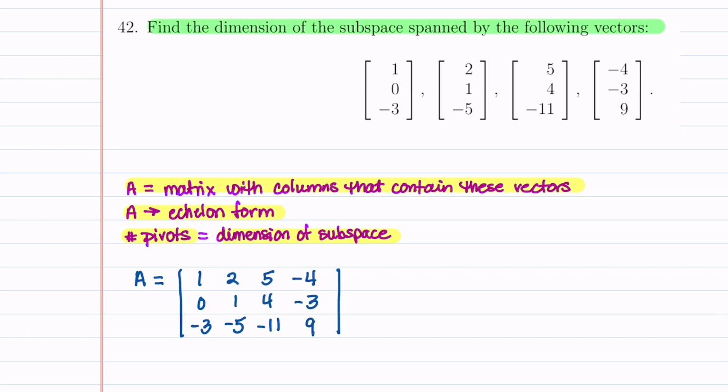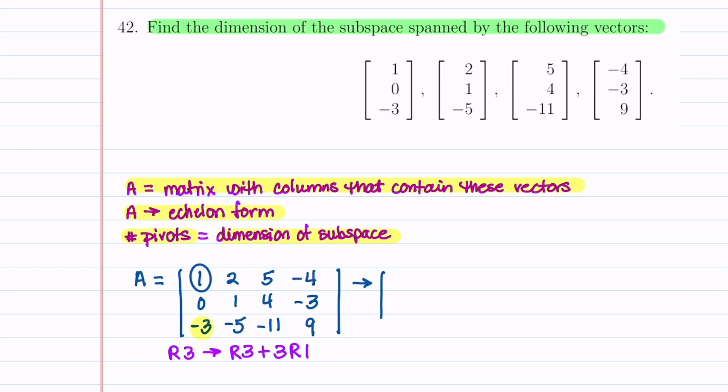And we're going to put this matrix in echelon form. I'm going to go ahead and circle our first pivot. And what we're going to have to do is get a 0 below that pivot. So we're going to use a row operation, a row replacement. I'm going to take row 3, and replace it with row 3 plus 3 times row 1.